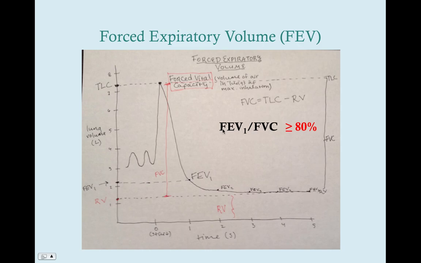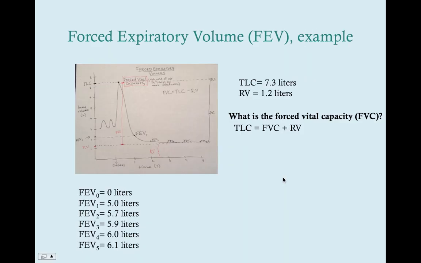When you divide those two, FEV1 over FVC, that number should be greater than 80%. If it is not, if it's less than 80%, then it's likely that the patient's respiratory problems are an obstructive problem. All right. And obstructive lung diseases, as you probably know, include COPD and asthma.